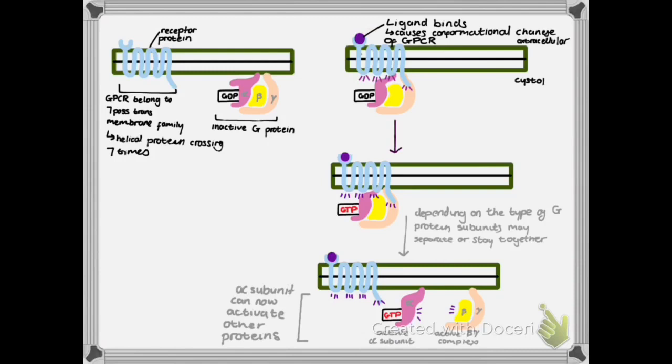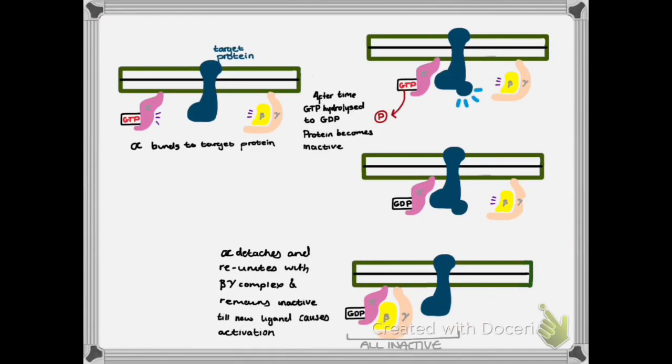And this activated alpha subunit can then cause further activation downstream. So, for example, it can bind to a target protein in the membrane, which activates it, and then after time, the GTP is actually hydrolyzed back to GDP, and the protein becomes inactive as the alpha subunit becomes inactive. It then reassociates with the beta-gamma complex, and it will remain inactive until a new ligand binds and the signal starts over again.